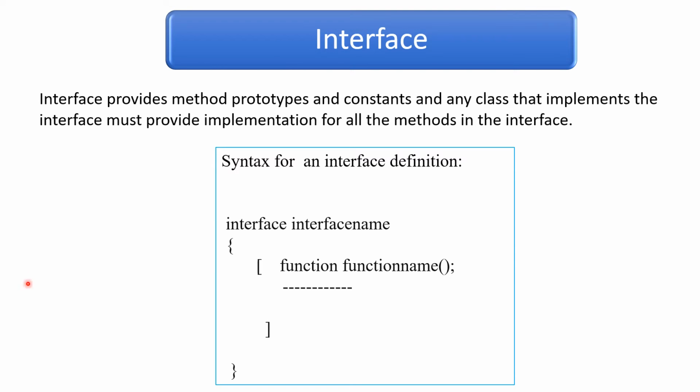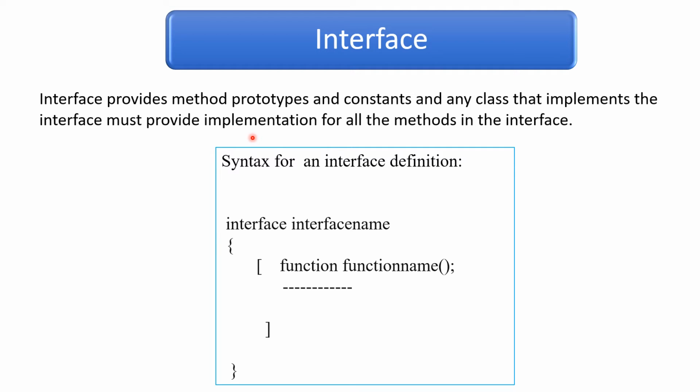Interface. An interface provides method prototypes and constants, and any class that implements the interface must provide an implementation for all the methods in the interface. An interface is also the solution for multiple inheritance, which is not allowed in PHP programming.